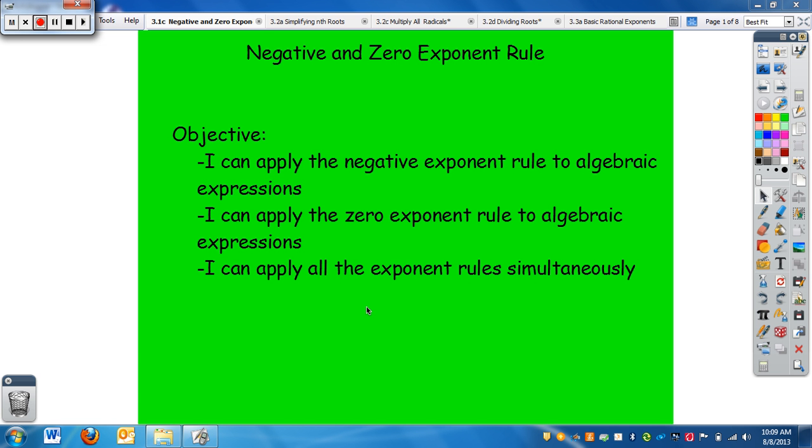In this video, we're going to learn the last two exponent rules, which is what happens if you have a negative exponent. So far, all our exponents have been positive. And what happens if we have a zero exponent. So your objectives are that you can apply the negative exponent rule to algebraic expressions, you can apply the zero exponent rule to algebraic expressions, and then you can apply all the exponent rules simultaneously.